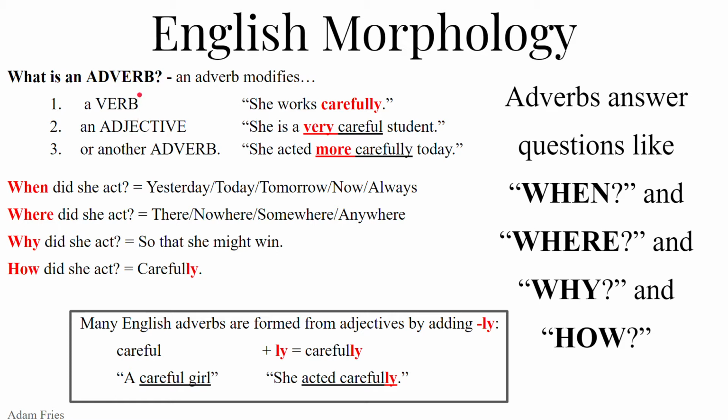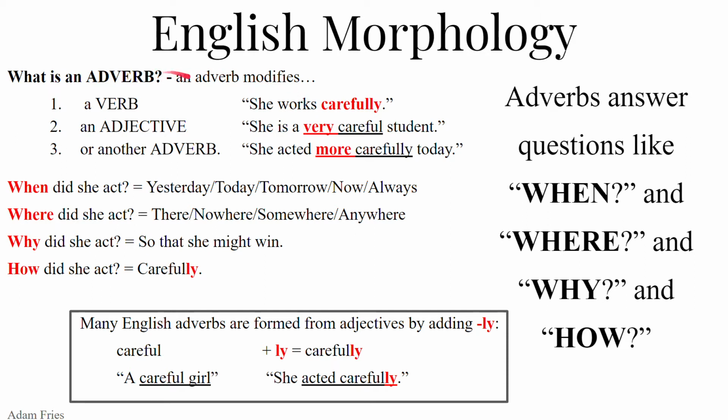So an adverb modifies a verb, like she works carefully. The subject she, the verb works, and then the adverb carefully modifies the verb works, tells how she works, in what way or in what manner does she work. She works carefully. So you can see the adjective careful, and we've added the ly to make it carefully. Adverbs typically end in ly in English, modifying the verb works, telling us how she works.